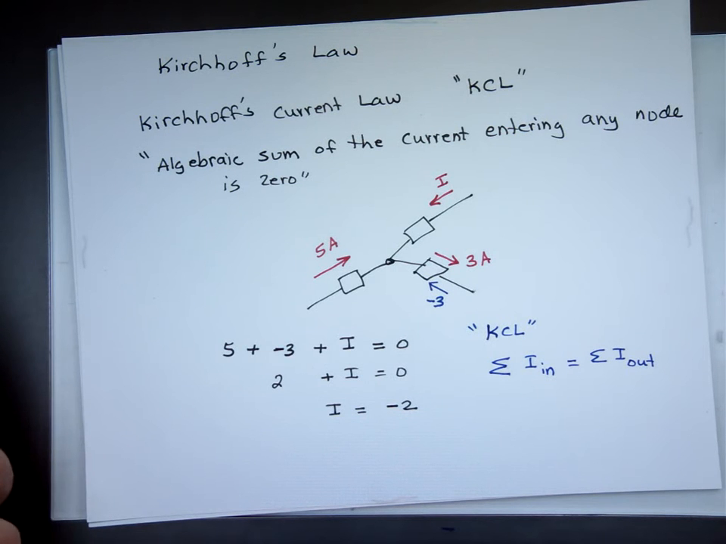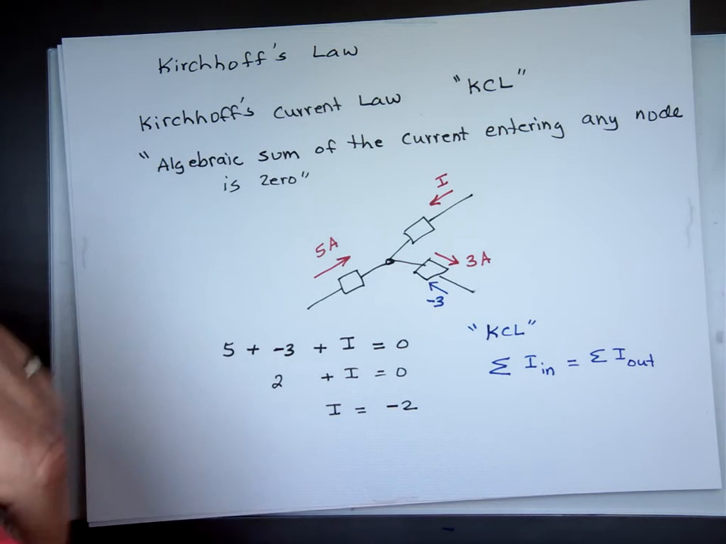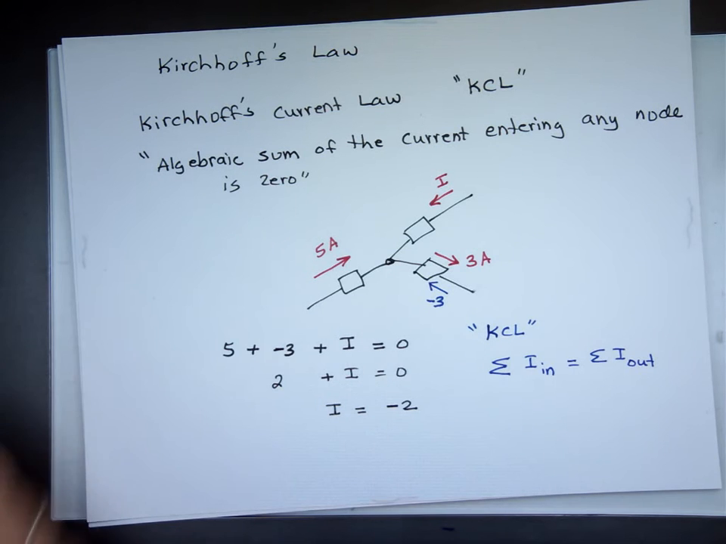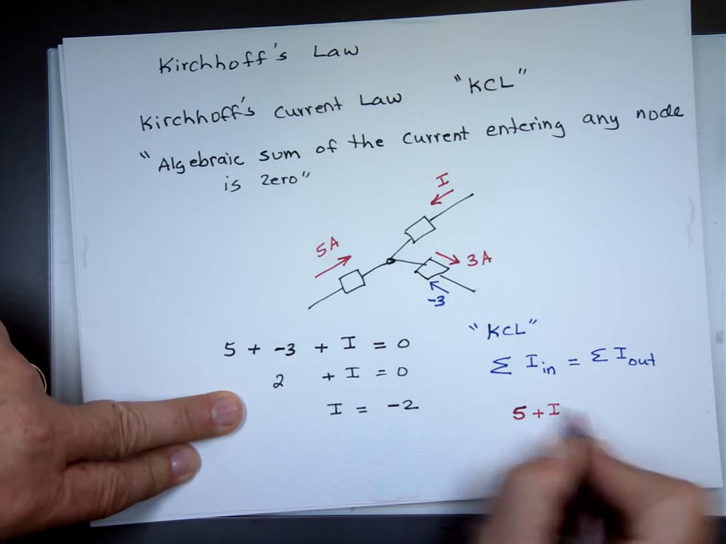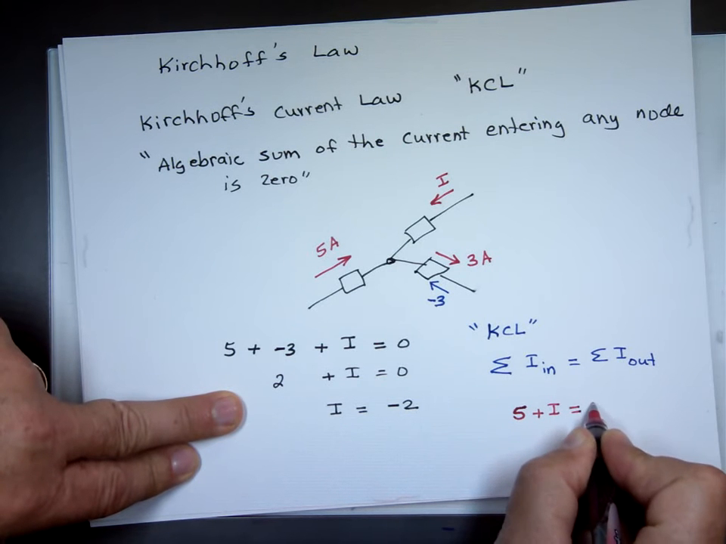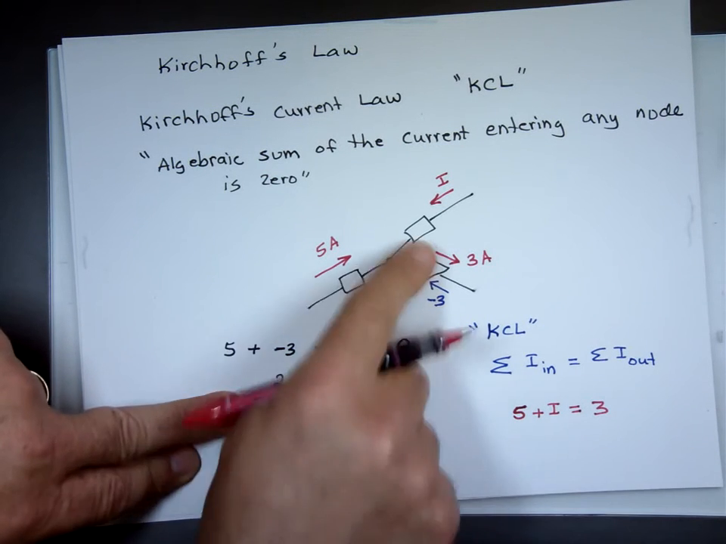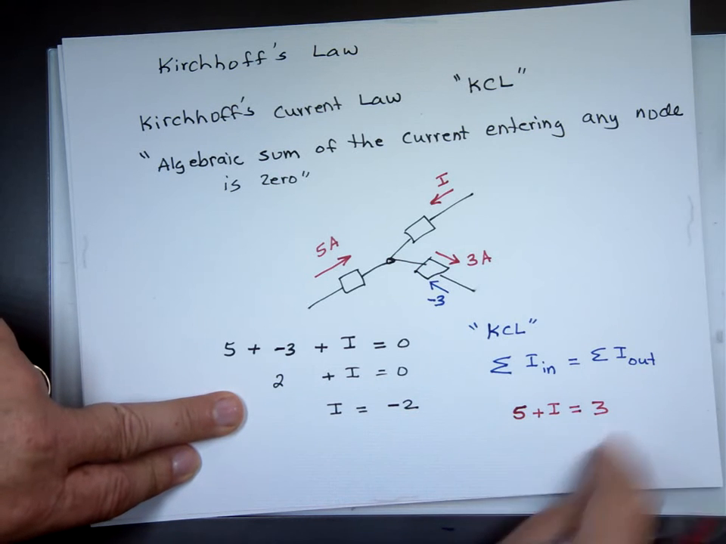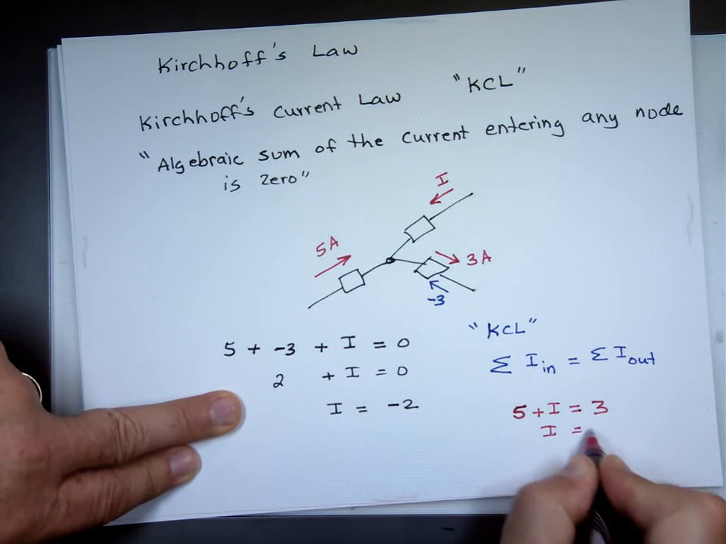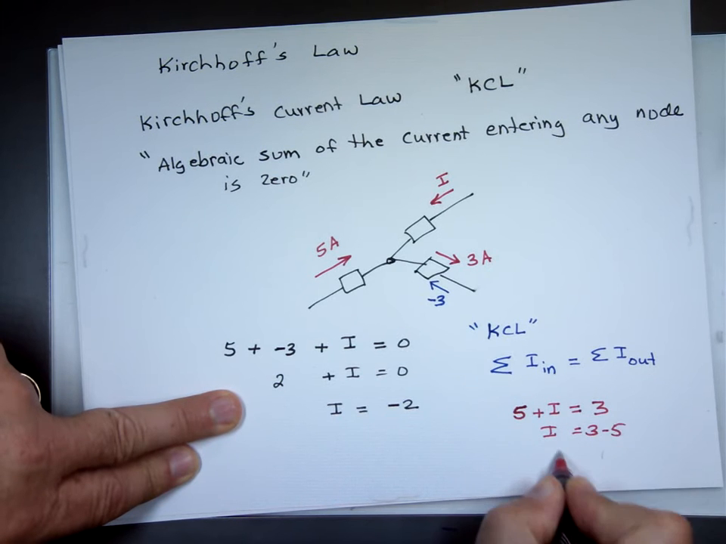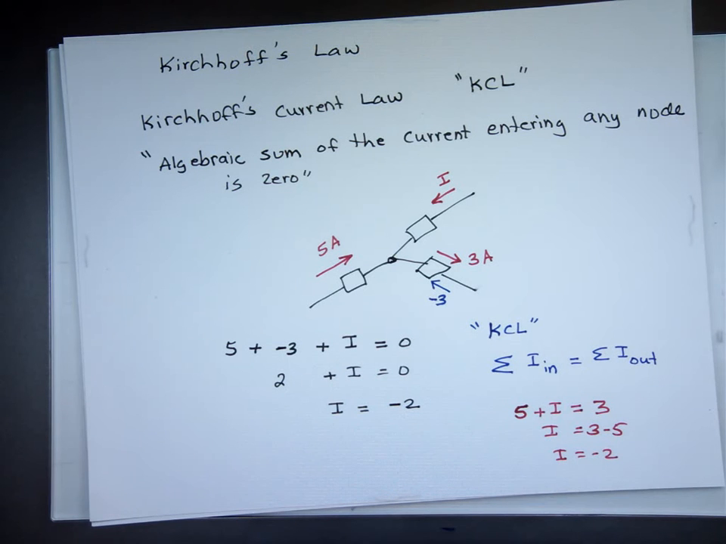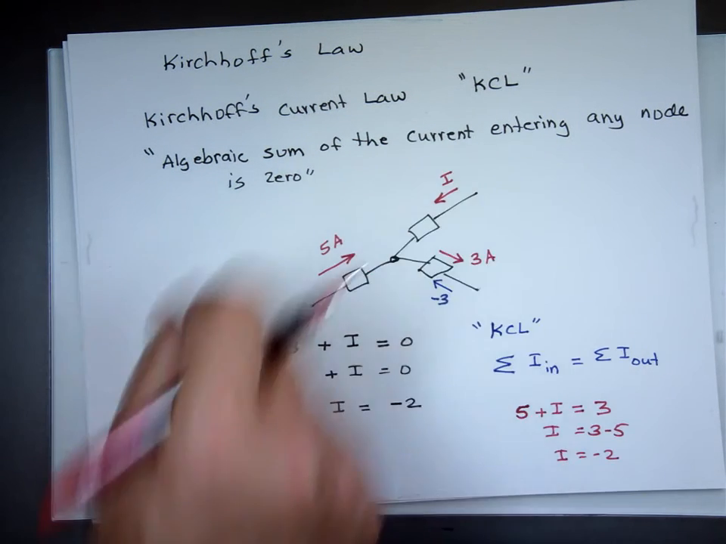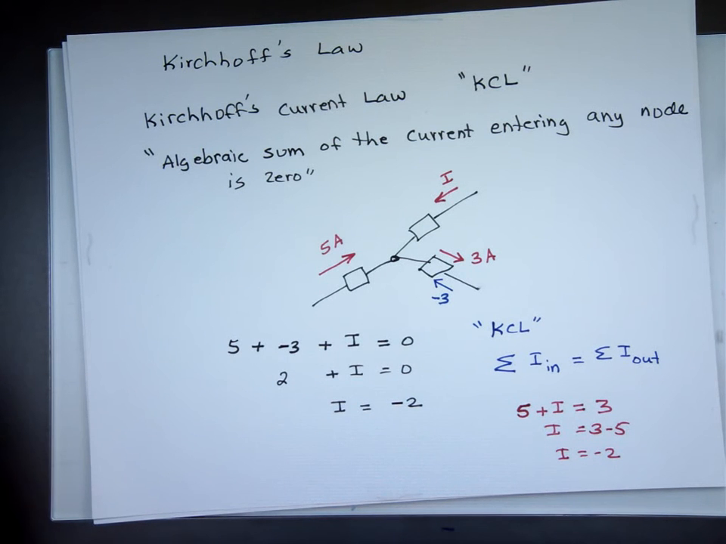So if I do that, I can look at that picture and go, well, let's look at it. What's going to that node? I got the 5 amps, and I, and what's leaving that node? The 3 amps, the way I did it before. I had it going out. Move the 5 there, what's I equal to? 3 minus 5, which is what? -2. So I tend to do them that way. Instead of the algebraic sum of all the currents entering a node is 0, I go the current in equals the current out.